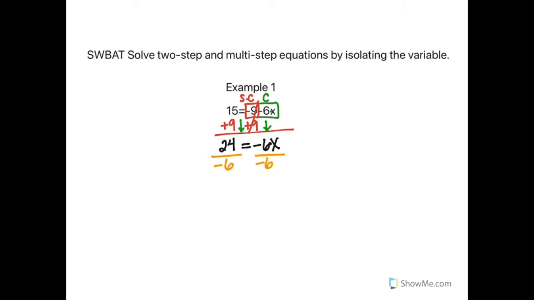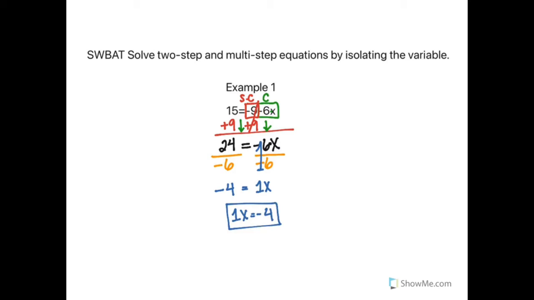When we do that, we're going to be left with 1x. This negative 6 divided by negative 6 gives me 1, so that's 1x is equal to, and 24 divided by negative 6 on the opposite side gives me negative 4. And again, as I mentioned in yesterday's lesson, this is the same thing as x is equal to negative 4. So I know that I've solved this equation.